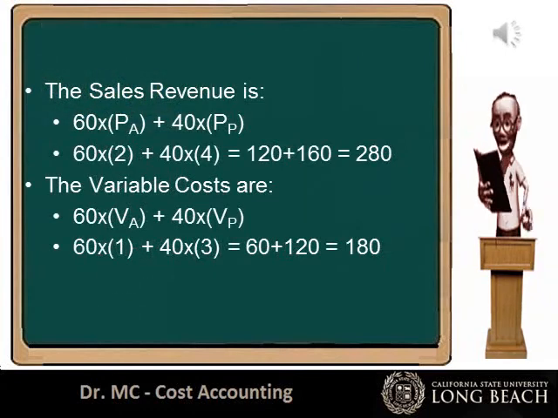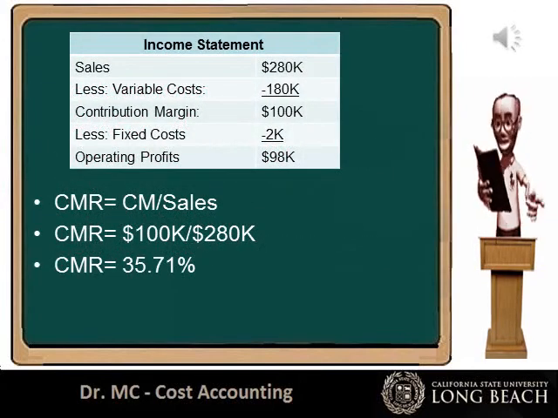The firm sells 60 apples at $2 each and 40 pears at $4 each, giving the firm a total revenue of $280. The firm's variable costs consist of 60 apples times their variable cost per unit of $1, plus 40 pears times their variable cost per unit of $3, for a total of $180. Using these figures and the given fixed costs of $2,000, we can calculate the firm's contribution margin and operating profits. We can also calculate the firm's contribution margin ratio of 35.71%.